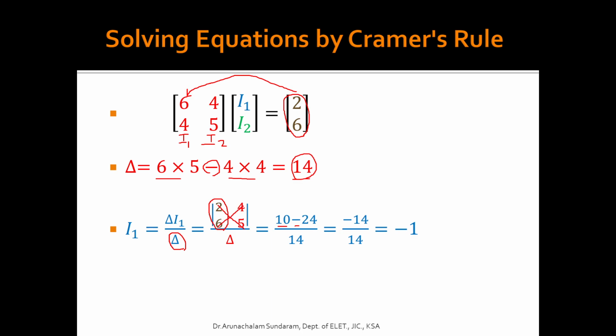So 10 minus 24 minus 40. So the answer is minus 1. See how easily we are getting the answer. Here we will not make any mistake once you understand how to calculate the determinant.